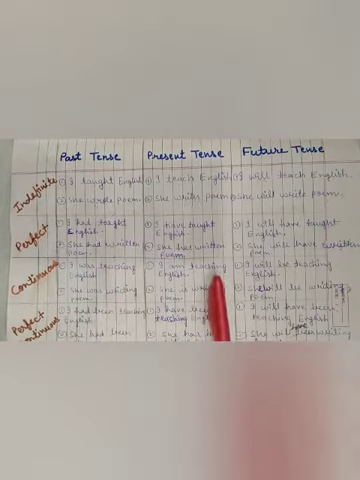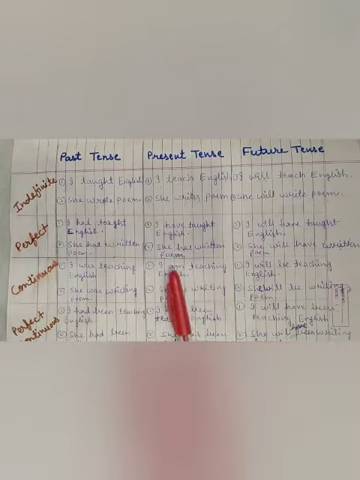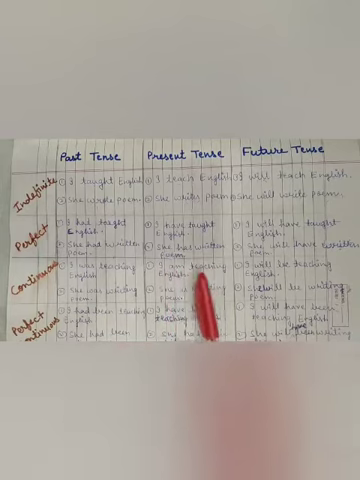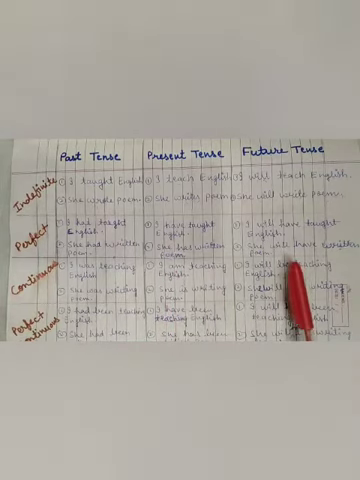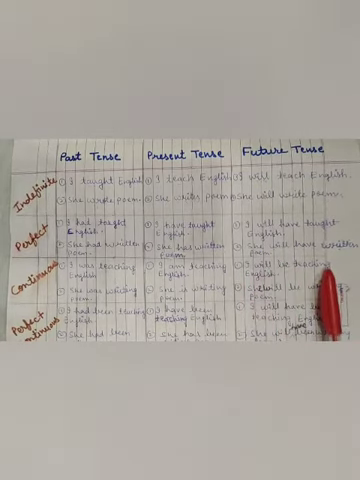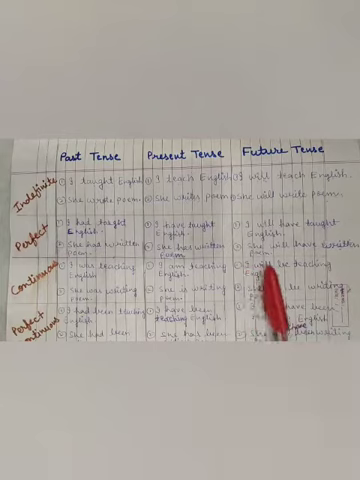Next, present continuous tense. I use here is, am, are and ing form of the verb. I am teaching English. She is writing poem. Next, future continuous tense. I use here will, be and ing form of the verb. I will be teaching English. She will be writing poem.